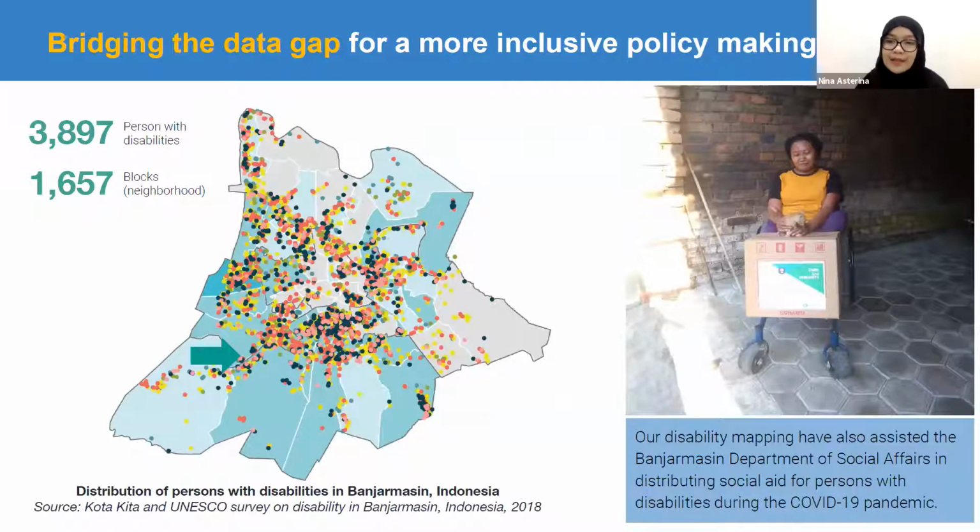So in 2017 and 2018, Kota Kita conducted participatory data collection to map the distribution of persons with disabilities in 2 cities in Indonesia, including the city of Solo and Banjarmasin. And this map demonstrated our mapping for the distribution of persons with disabilities in the city of Banjarmasin. It was actually twice the numbers from the Department of Social Affairs, documented in more than 1,600 blocks in the city.